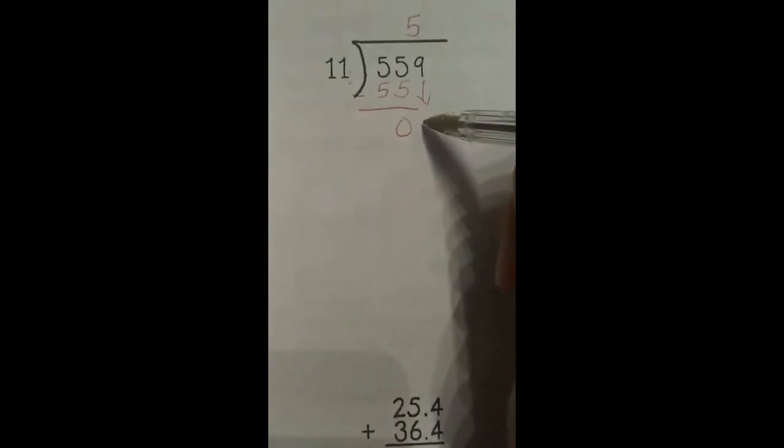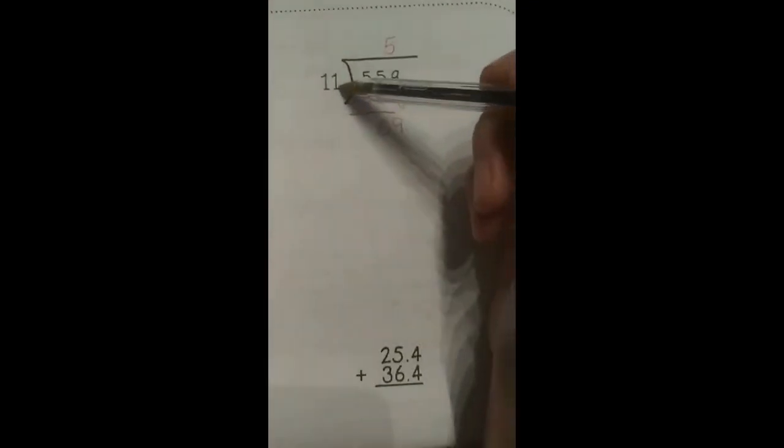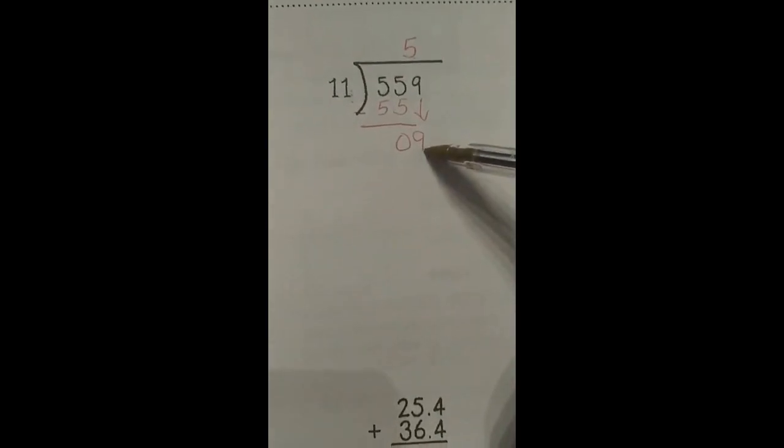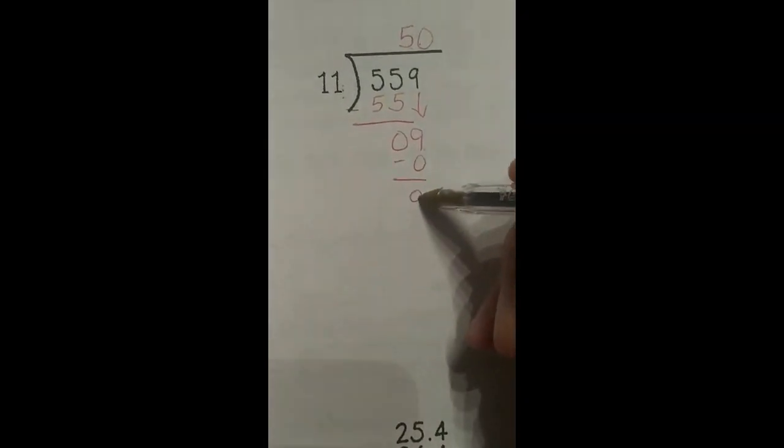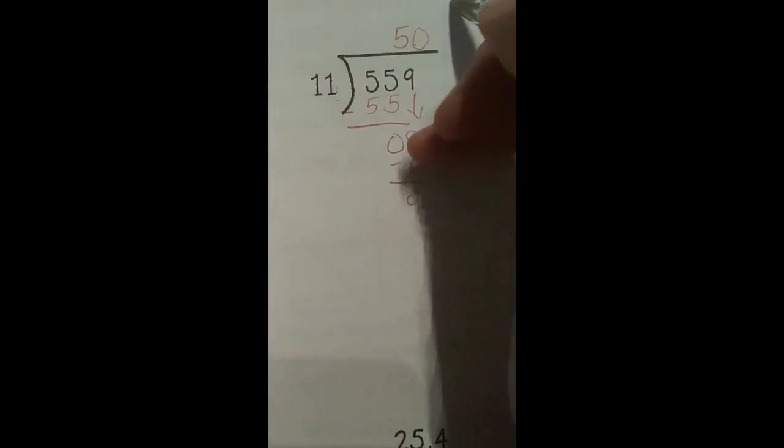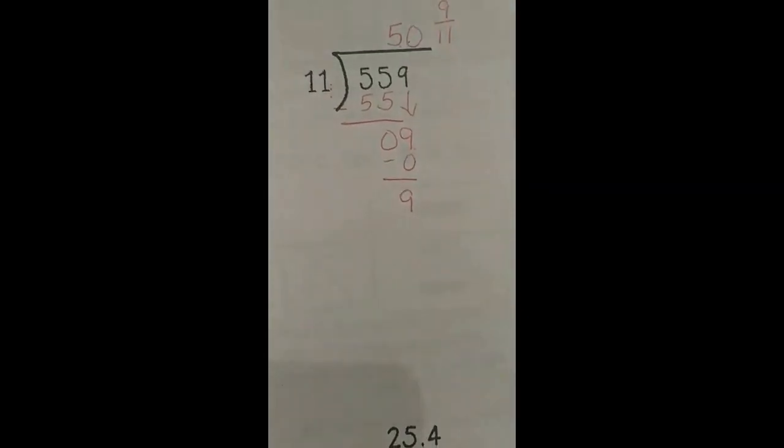Moving up to question number 4. How many times does 11 go into 5? Well, 0. So now we need to go to the next number. How many times does 11 go into 55? Put a 5 above your 5. 5 times 1 is 5. 5 times 1 is 5. And now let's subtract. Bring down your 9. How many 11s are in 9? Well, we would say there are 0 11s in 9. 0 times 11 is 0. 9 minus 0 is 9. So my answer is 50 and 9 11ths.